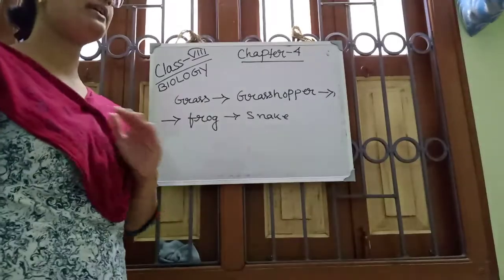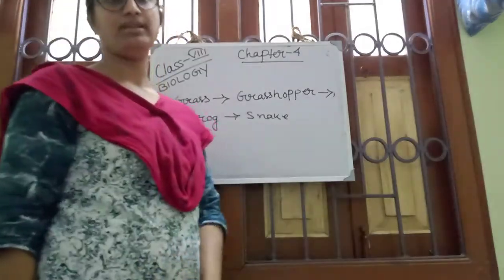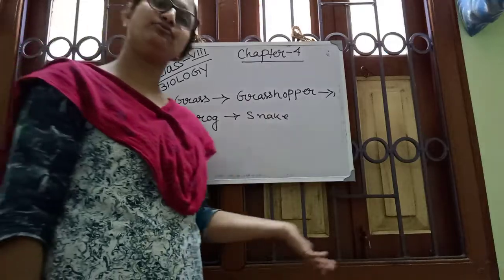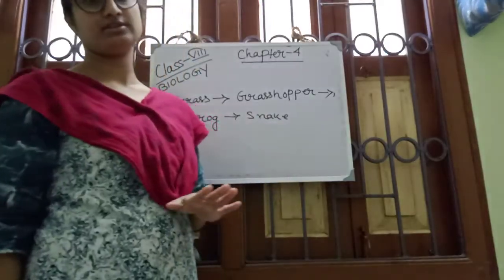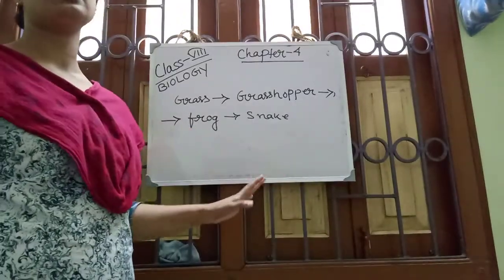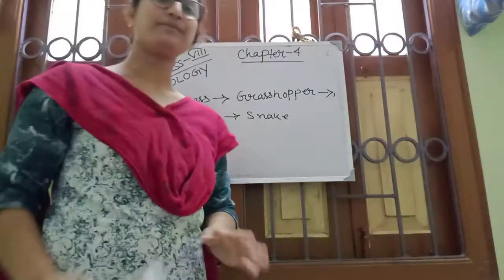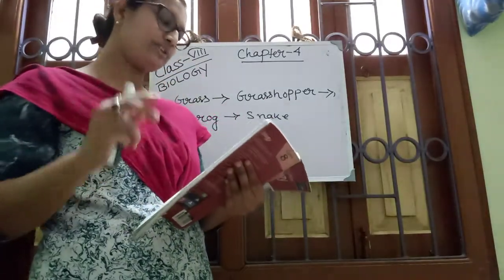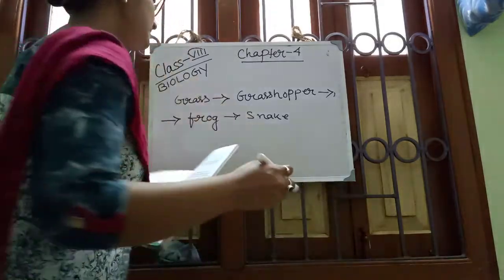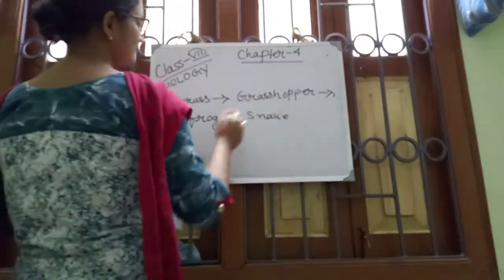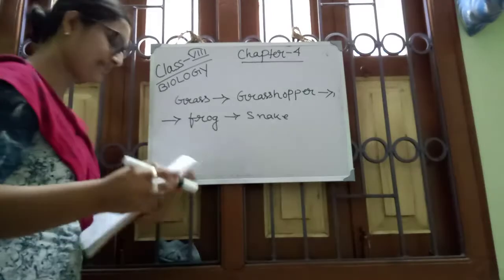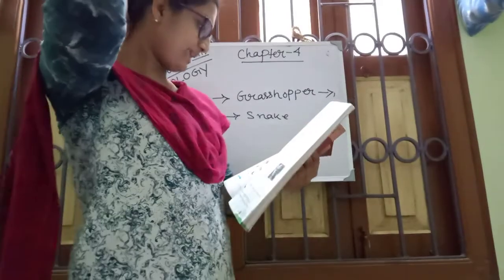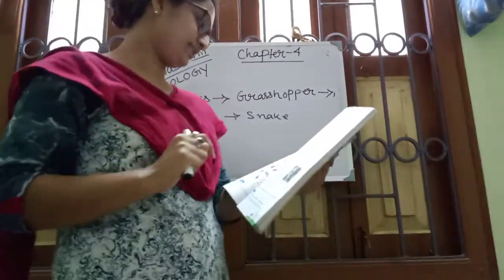Food chains differ in different environments and habitats. The aquatic food chain is different, the terrestrial food chain is different. There are all these different food chains in ecosystems. The flow of energy in a food chain is always unidirectional, from grass to grasshopper, frog to snake.